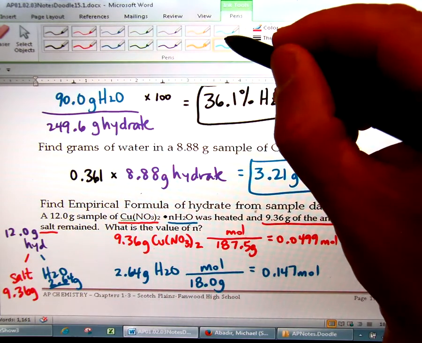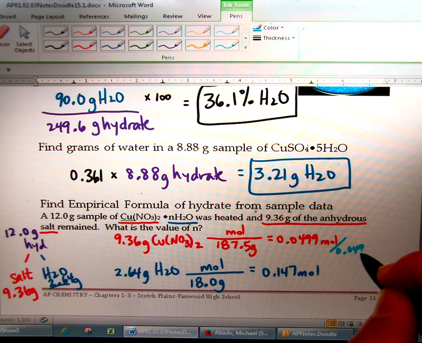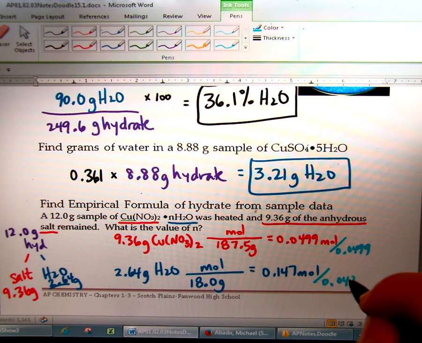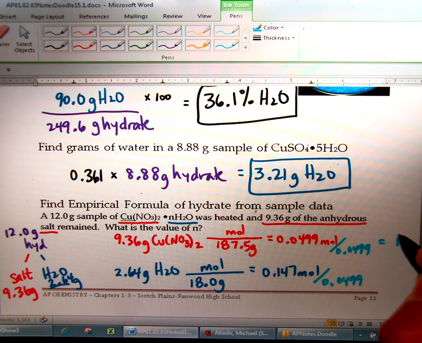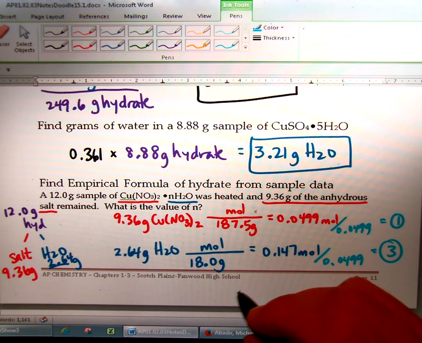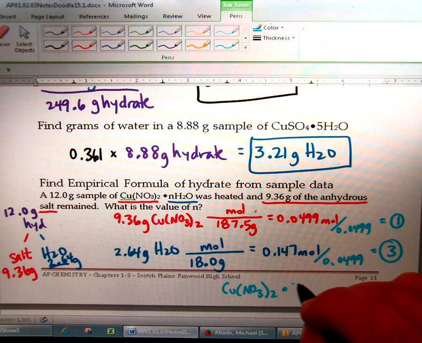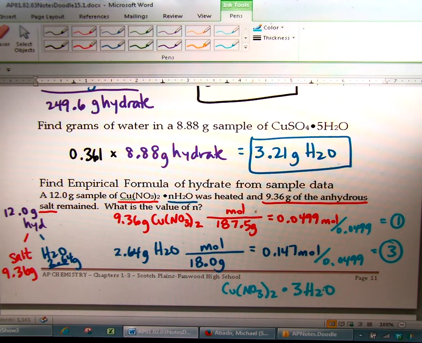Now remember, this is the amount of moles of each one. We need to divide by the smallest to get a simple ratio. The smallest is the 0.0499. So 0.0499 divided by 0.0499, and this of course will be a 1. And when you divide 0.147 by 0.0499, you get pretty much 3. So we know now that the formula is going to be CuNO3 dot 3 H2O.